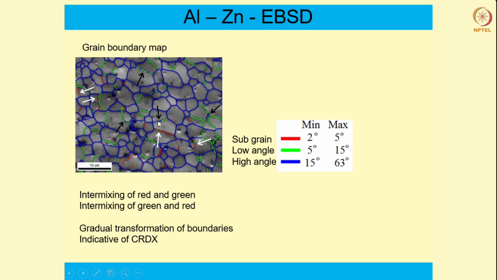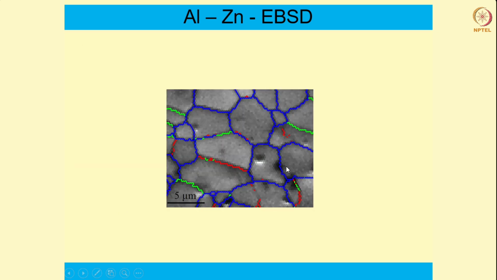So what we'll do, we'll simply take some measurement across any boundary, any color, doesn't matter, and see how the misorientation varies across that line. Okay, so that is what we'll do. This is a blown up image. You can clearly see now all these different color boundaries and also the mixed boundaries.